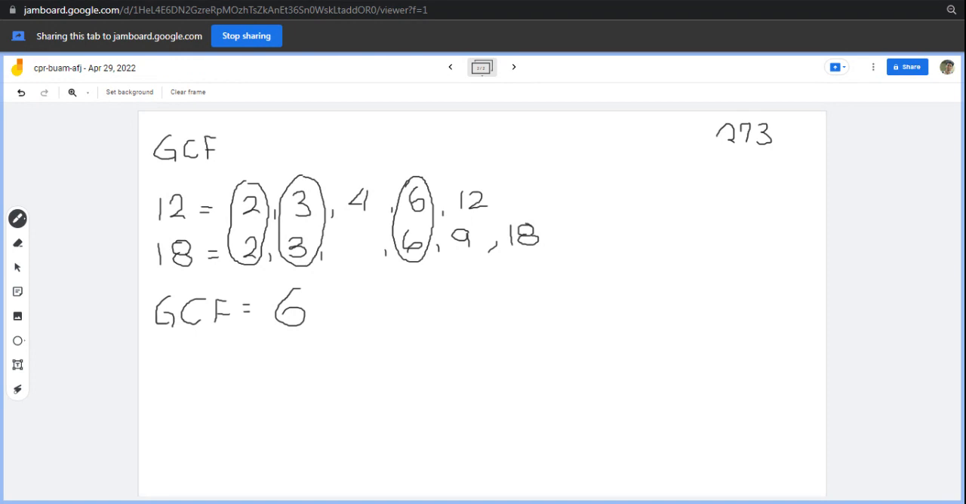You only have 3 students today. So, you are blessed because you are here. Diba? You learn something today. Something new sa inyo ito, GCF. So, naunawaan niyo ba? What is the GCF?